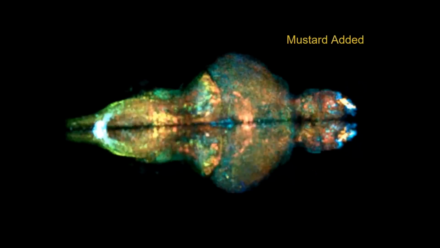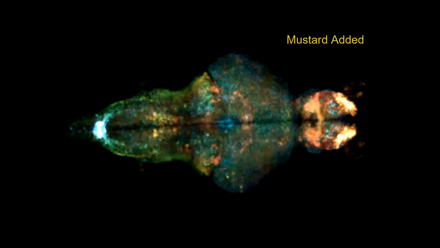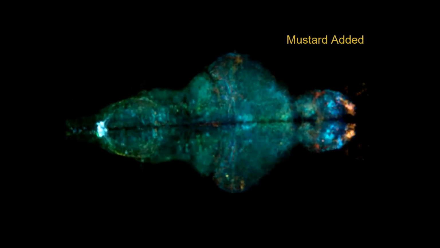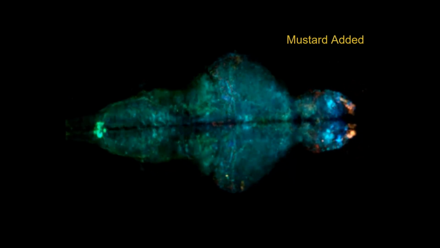And then when we add mustard oil to the environment, we see a shift in the activity of this population, and then a shift in the activity of these populations up here. These are associated with olfaction. And then we also see a number of other neuron populations change activity.